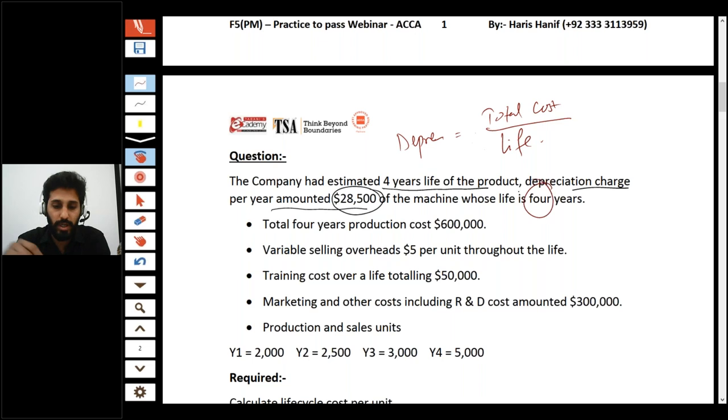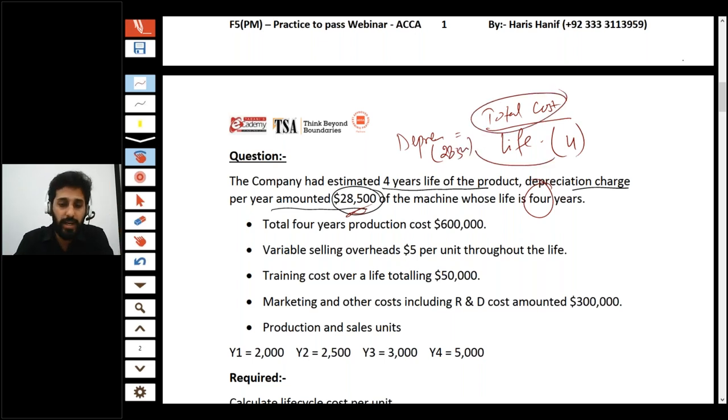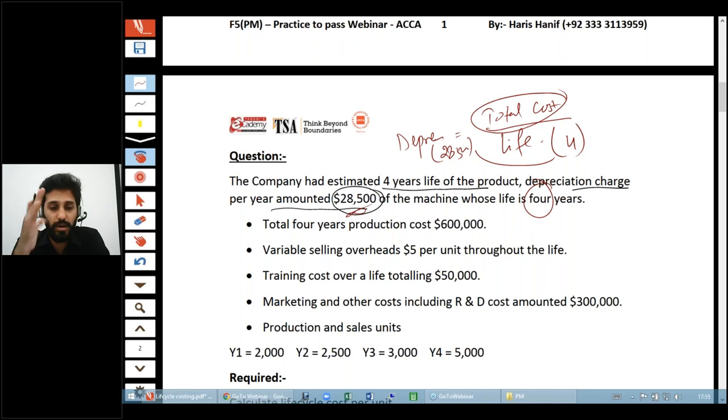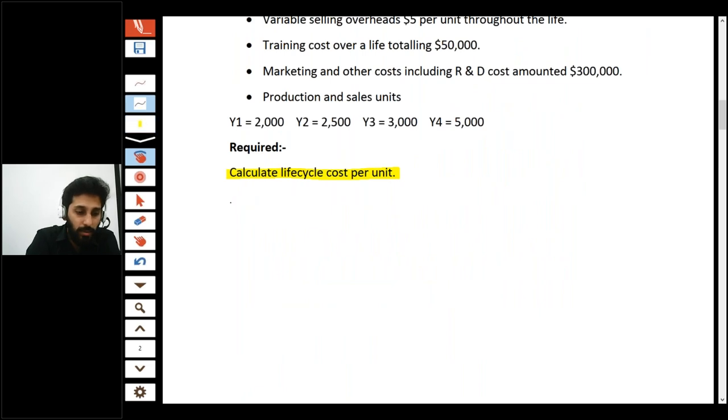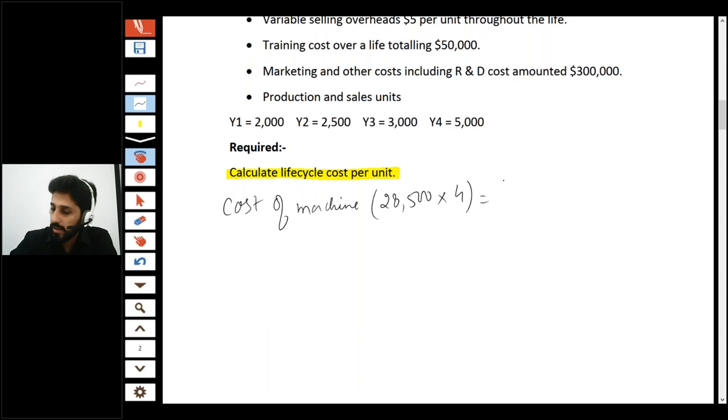So the life is 4 years and the depreciation is 28,500. When you multiply, you will get the total cost of the machine which is necessary for this production, right? So here we are taking this depreciation, considering it as the cost of the machine. So here, calculate the life cycle cost per unit. I will take the cost of machine, that is 28,500 multiplied by 4.